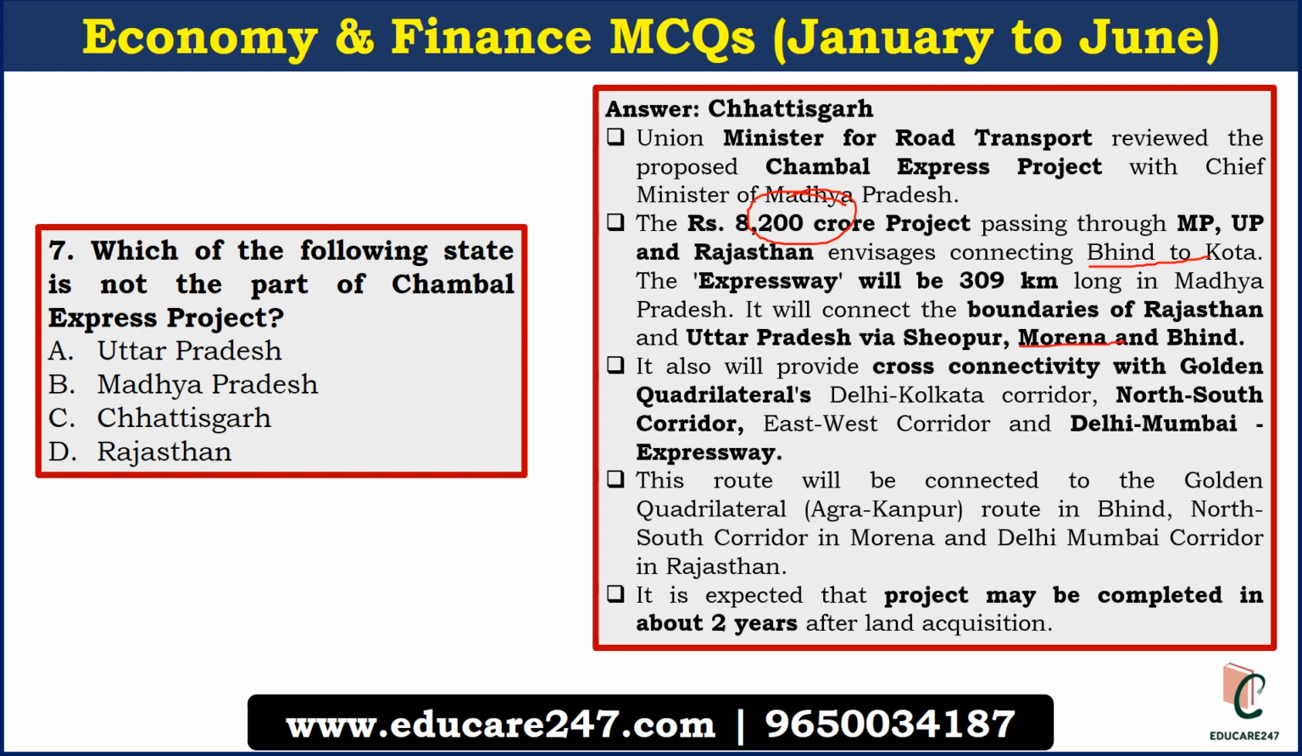And this will also cross connect the Golden Quadrilateral, Delhi Kolkata corridor, North South corridor, East West corridor and Delhi Mumbai expressway. This route will connect to Golden Quadrilateral route in Bind and North South corridor in Morena and Delhi Mumbai corridor in Rajasthan. It is expected that this project will be completed within 2 years after land acquisition, and this will be a path breaking project for the development of Madhya Pradesh. And transportation is a very important topic under economics.